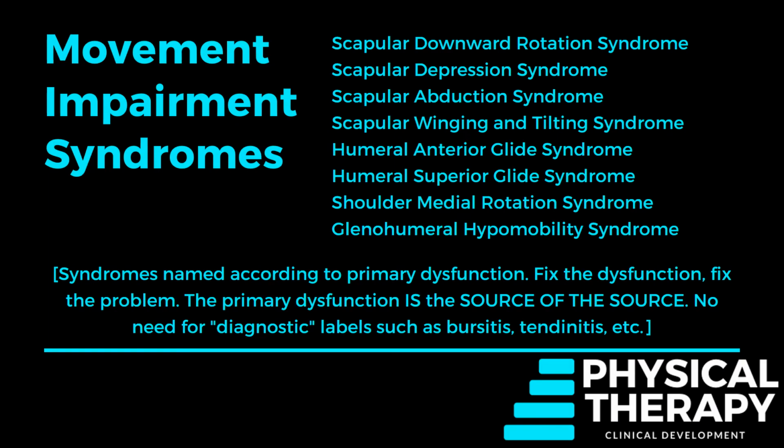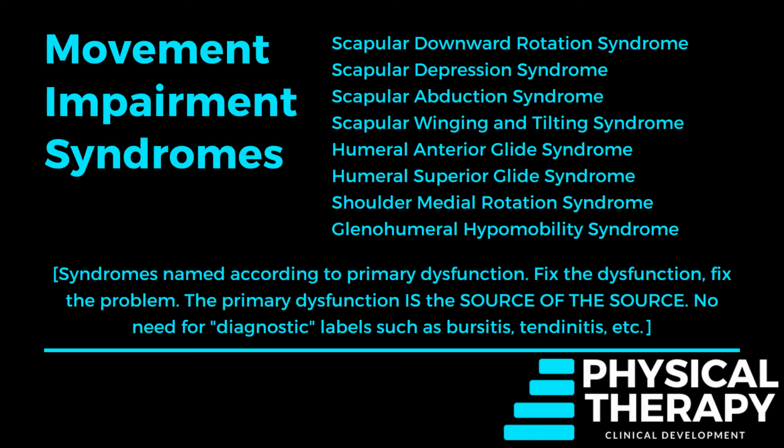Now, another key component that I'm going to introduce you to today is movement impairment syndromes. Movement impairment syndromes was developed by Shirley Sahrmann out of Washington University in St. Louis. What she basically did is, for the entire body, she came up with movement impairment syndromes. This idea is that we should be diagnosing movement based off of a description of the primary dysfunction. Okay, so on the screen here you can see there are 8 movement impairment syndromes of the shoulder that she talks about.